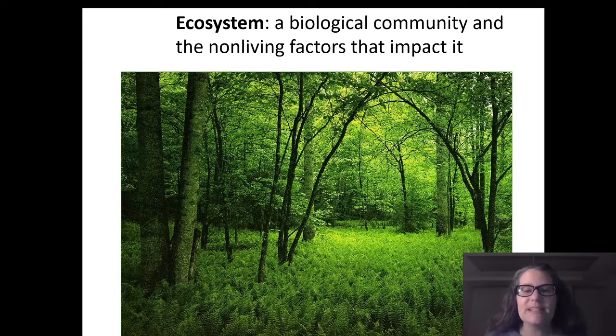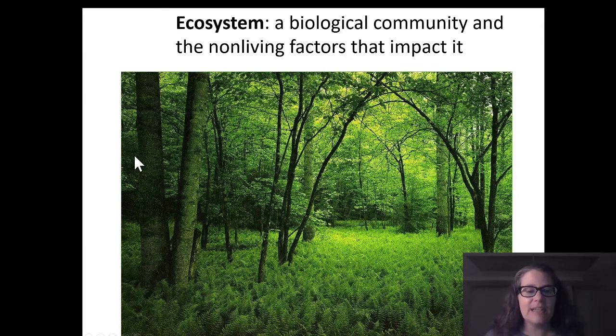An ecosystem is a biological community, so all the living things within a space, and the non-living things and factors that influence it. So if we take a look at this forest, we're talking about not only the living ferns and the trees, maybe the deer and the insects and all these living things within the space, but also the chemicals, things like CO2 and nitrogen and sunlight, these non-living factors that would influence this space as well.